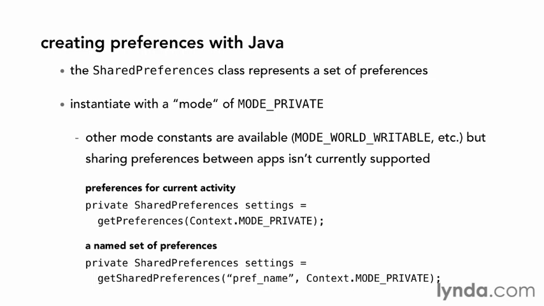If you call getPreferences, there's still a name associated with that set. It's the name of the current activity, but the intention is that those are private to the activity and that anything you call with getSharedPreferences are shared with the entire application.